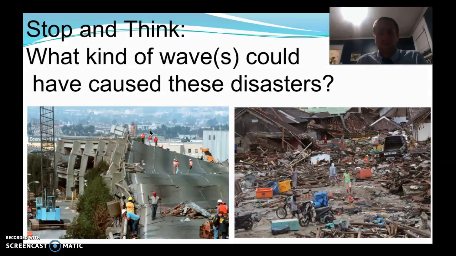Okay. So moving on to a different thing here. We're thinking about why is it so important to know about amplitude, wavelength, wave speed? And I want you to take a look at these two pictures here for a moment and really think, what kind of waves could have caused these disasters? Maybe at this point you have the kind of vocabulary to be able to describe the kinds of waves that would have had to be there.